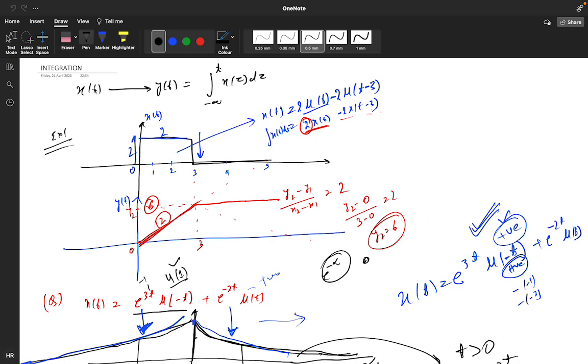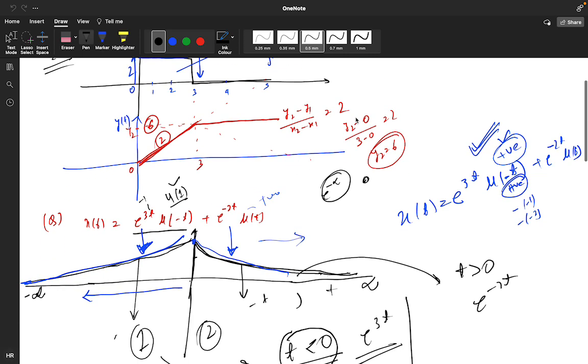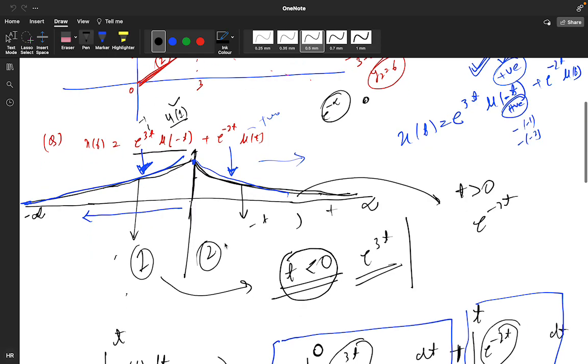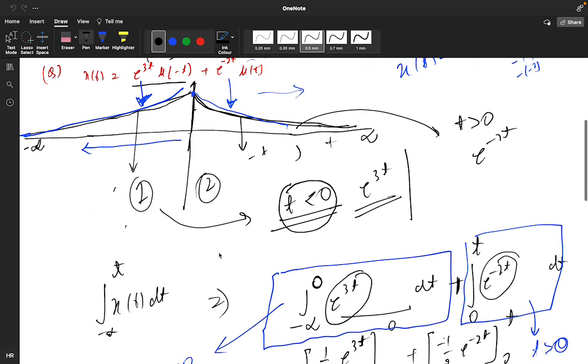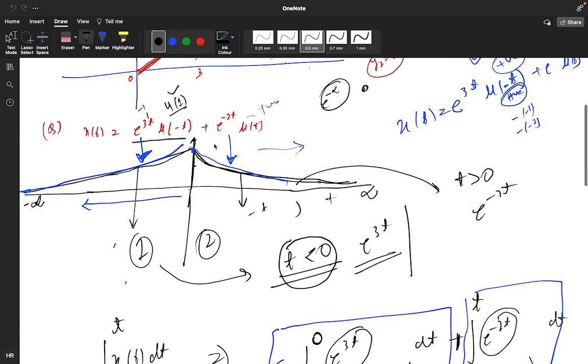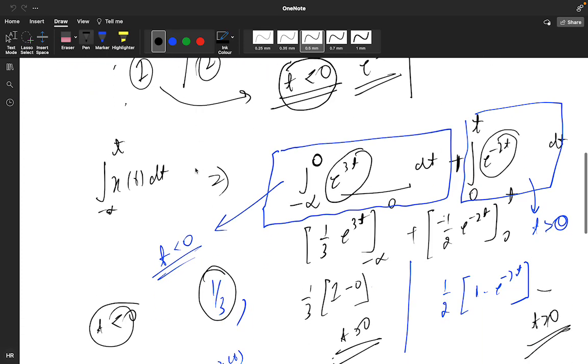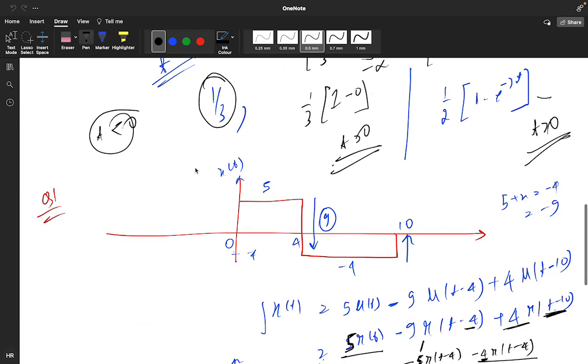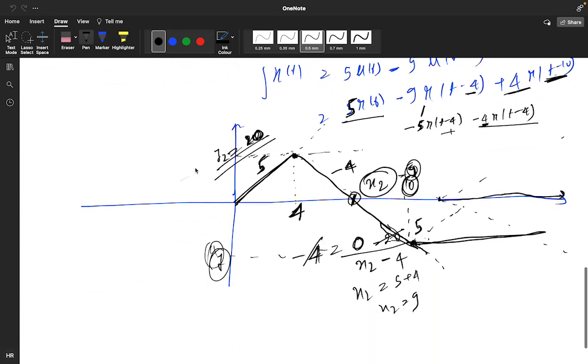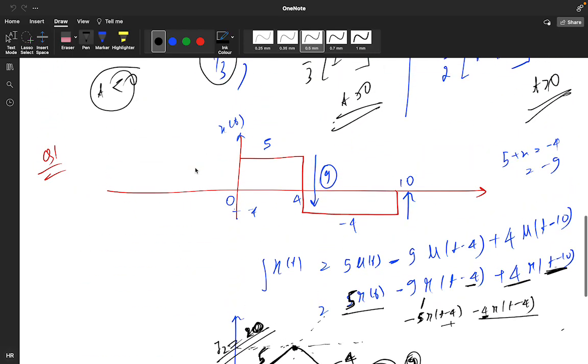About integration, same thing: find the equation. Here I found the equation, and the integration of u(t) is r(t). I took this signal and simply integrated it. The equation is given, integrate this signal. Then you have this particular question. I will discuss these questions tomorrow.